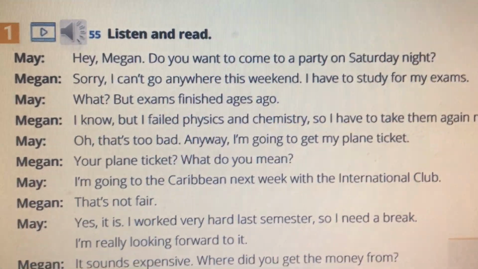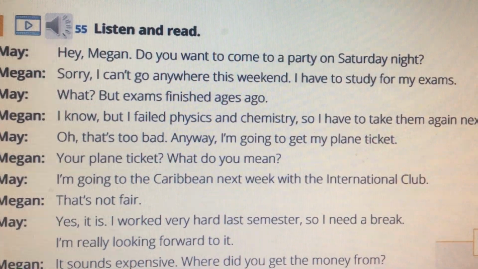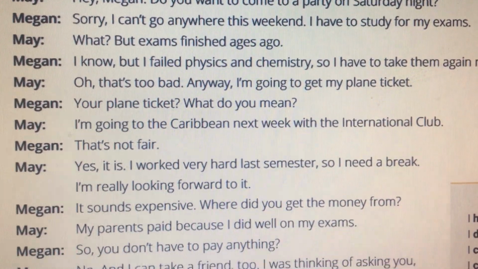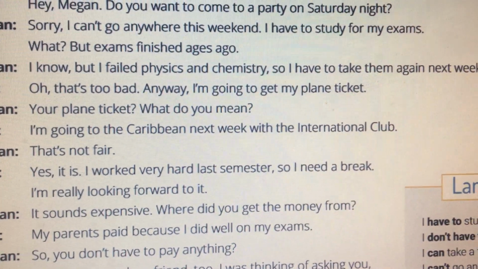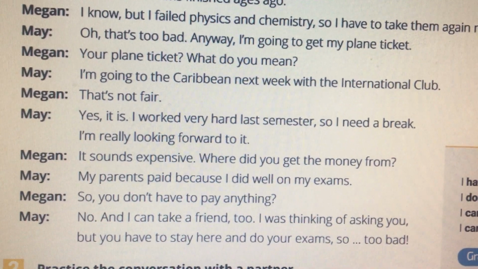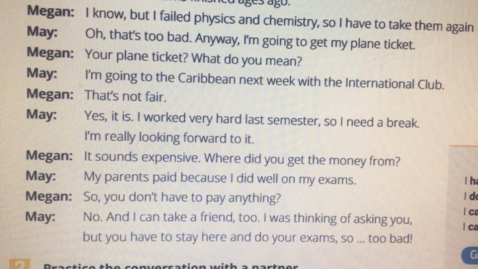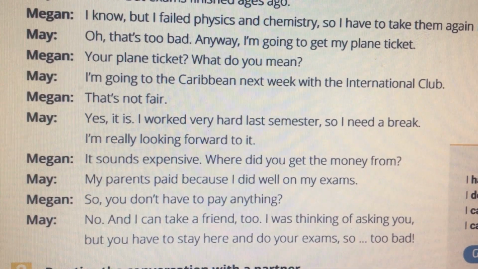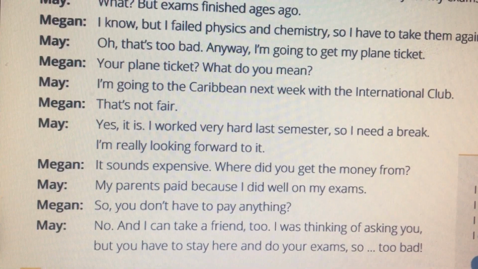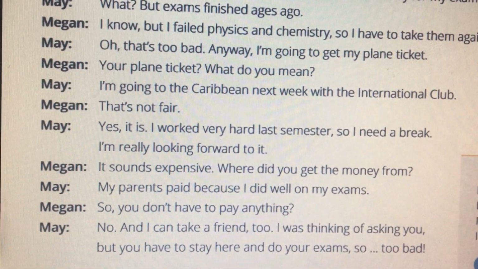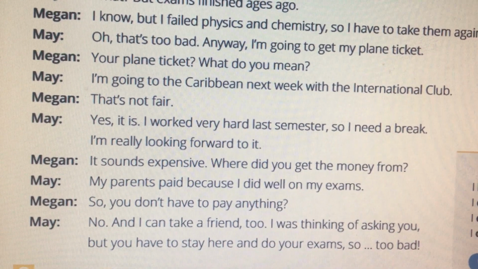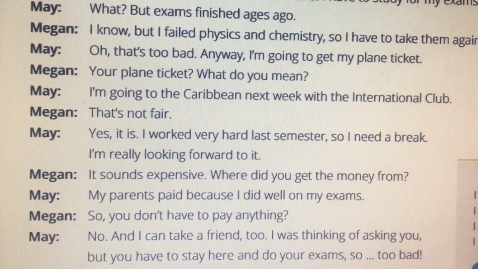Hey Megan, do you want to come to a party on Saturday night? Sorry, I can't go anywhere this weekend. I have to study for my exams. What? But exams finished ages ago. I know, but I failed physics and chemistry, so I have to take them again next week. Oh, that's too bad. Anyway, I'm going to get my plane ticket. Your plane ticket? What do you mean? I'm going to the Caribbean next week with the International Club. Well, that's not fair. Yes, it is. I worked very hard last semester, so I need a break. I'm really looking forward to it. It sounds expensive. Where did you get the money from? My parents paid because I did well in my exams. So you don't have to pay anything? No, and I can take a friend too. I was thinking of asking you, but you have to stay here and do your exams, so too bad.